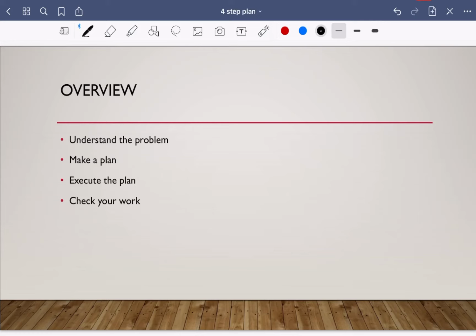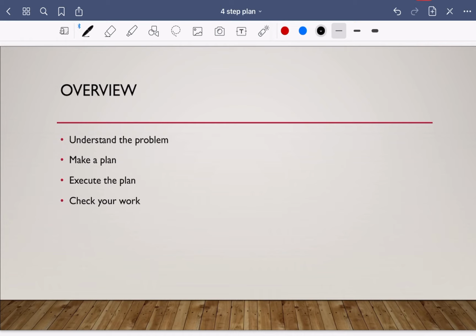Understand the problem, make a plan, execute the plan, check your work. Sounds easy, can be more difficult than you think. So understanding the problem means reading the problem and understanding not just what it says, but what assumptions you can make. So if a problem says I have 2 pucks on an air hockey table, that means I can assume that friction is 0.